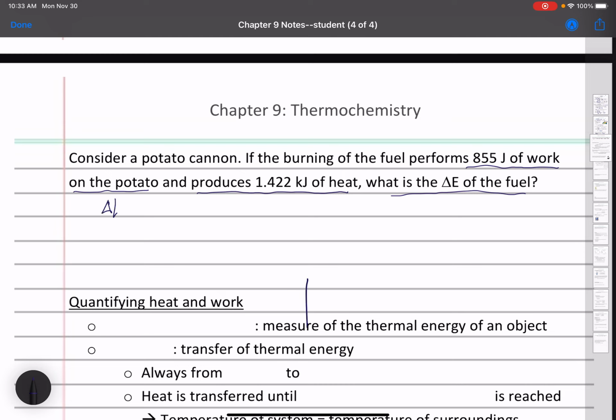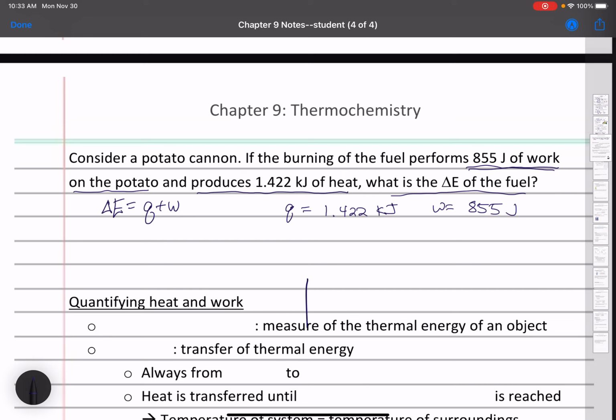All right, so change in energy, the formula for that is heat plus work. We are given a heat value and a work value in this problem. It tells us 855 joules of work and 1.422 kilojoules of heat.